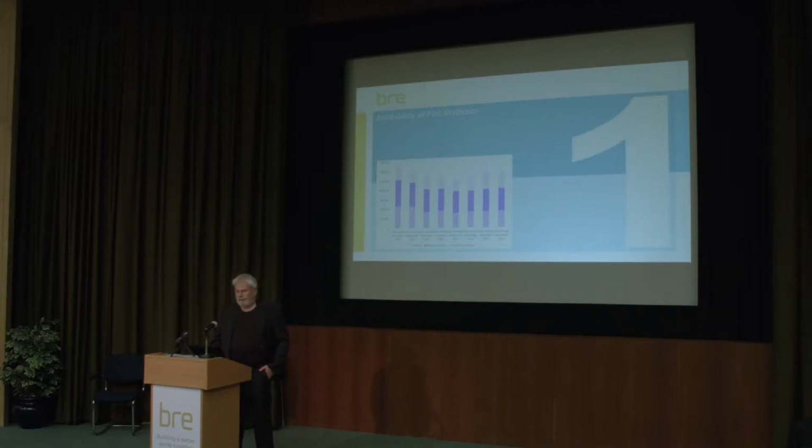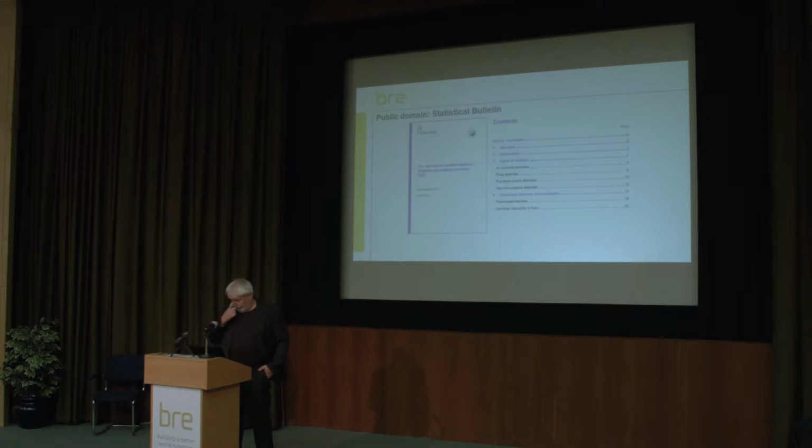So the first bit is on availability of fire stats. In the public domain, there are things such as the statistical bulletin, currently being produced by the Home Office. Before that it was DCLG. These give you a high-level overview of the fire stats for a period of time, either a quarterly or annual bulletin, and they include fairly standard graphs.